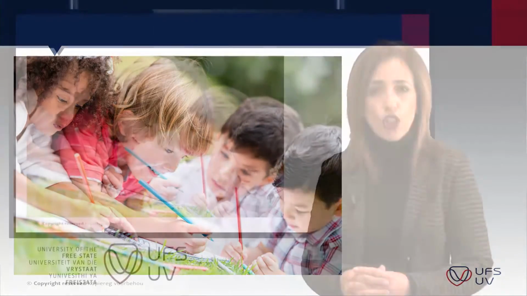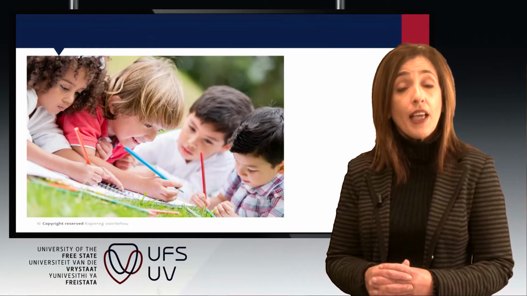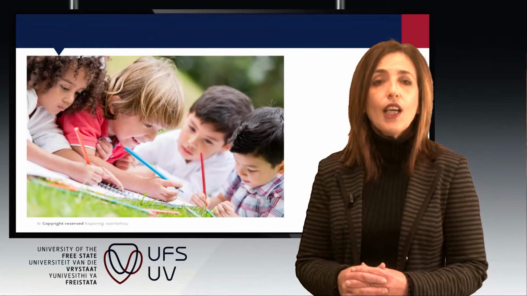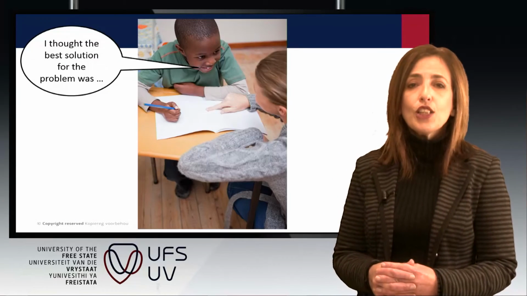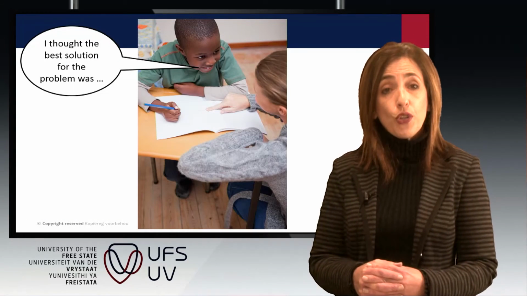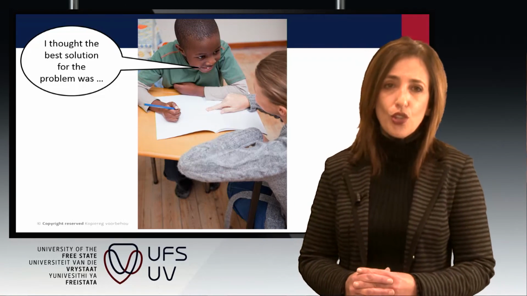Structure learning situations to allow for social interaction so that children can learn from and with one another. The use of mixed ability groups will facilitate this. To become aware of the type of thinking used by children, ask them to explain how they arrived at solutions to problems.